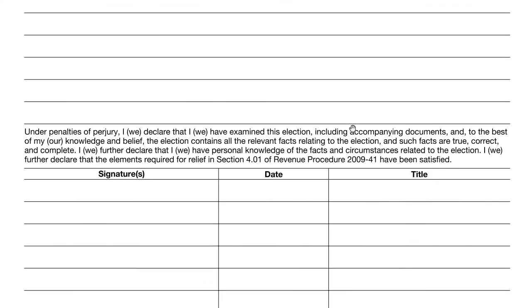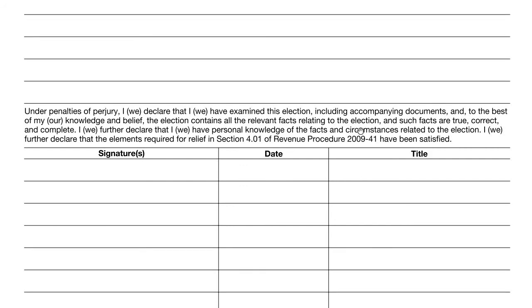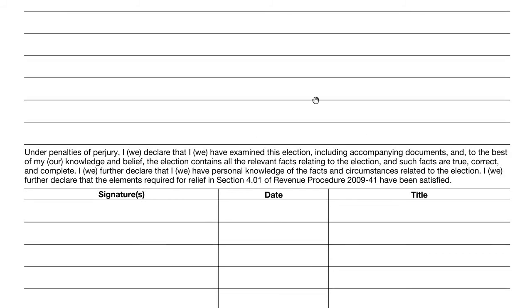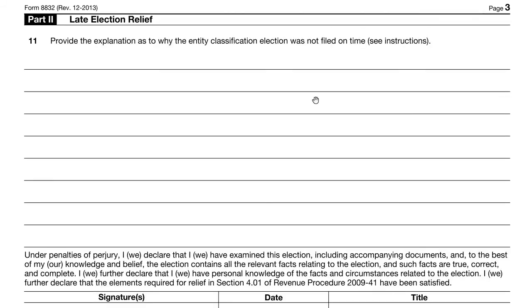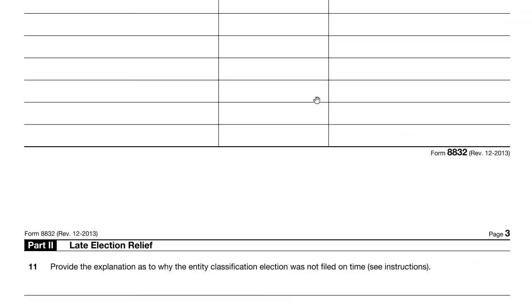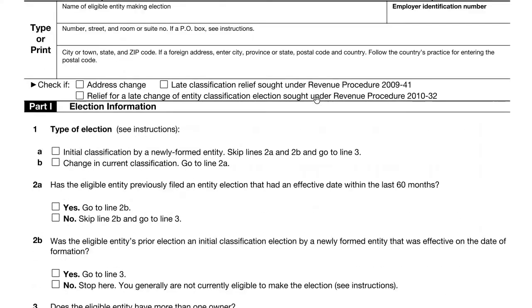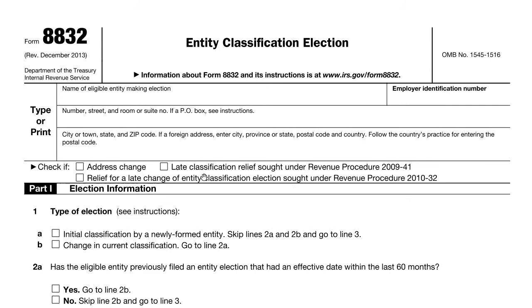Okay. And then the third page is the late election relief procedures. So this goes back to if you miss the filing deadline, if you miss that 75-day window to have the desired effective date. So we'll use our same example, the LLC formed Jan 1, 2020. If you're getting around to doing this in October, you've missed the deadline, right? So not all is lost, right? They have late election relief procedures where you can, pursuant to, so the most popular one and the easiest one to get it done through is this late election relief sought under Rev Proc 2009-41.